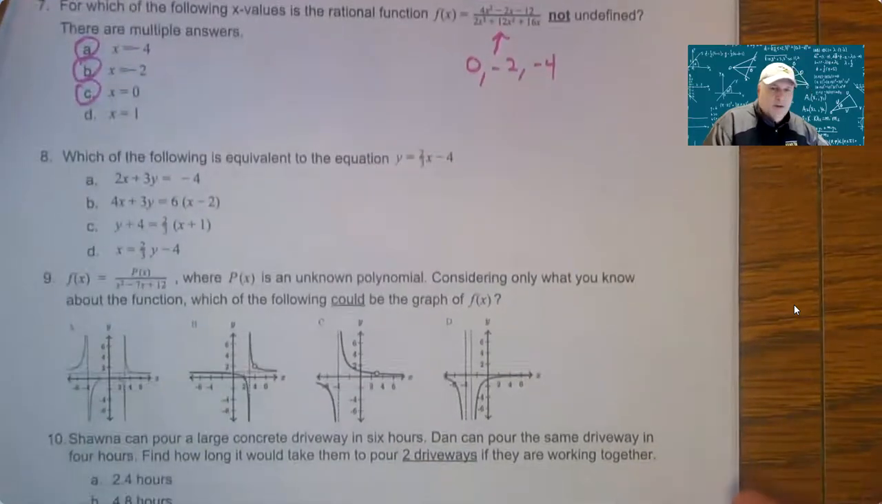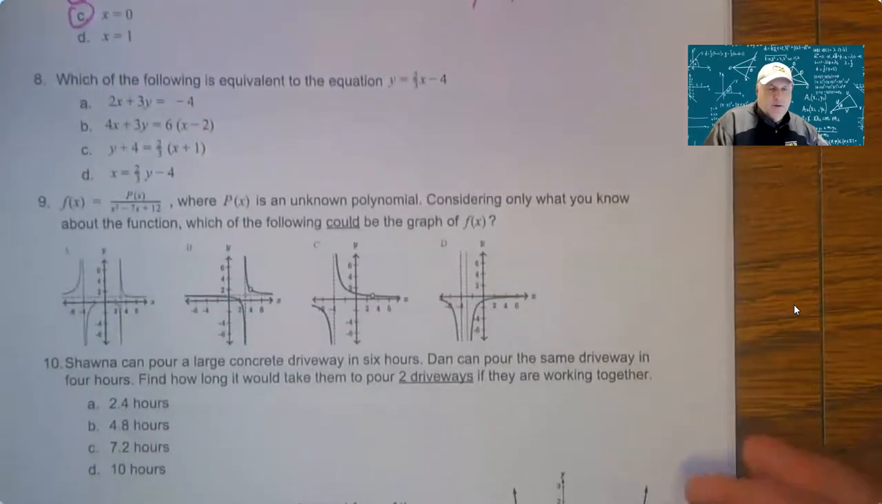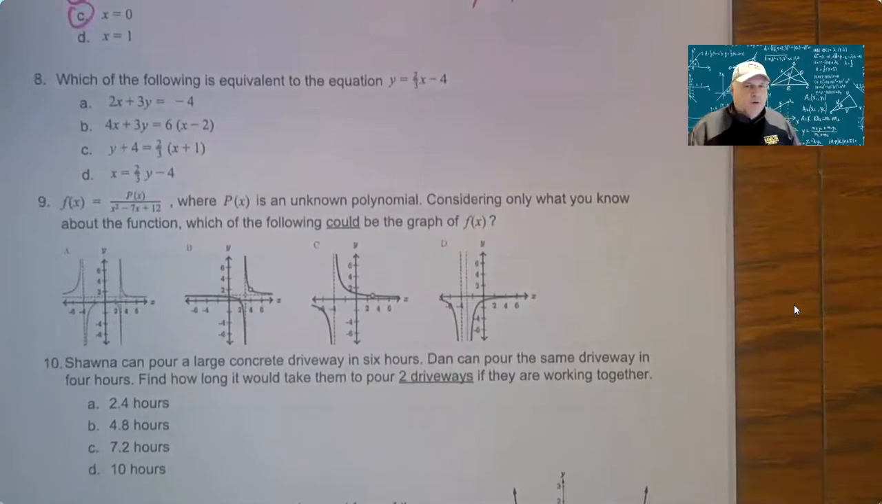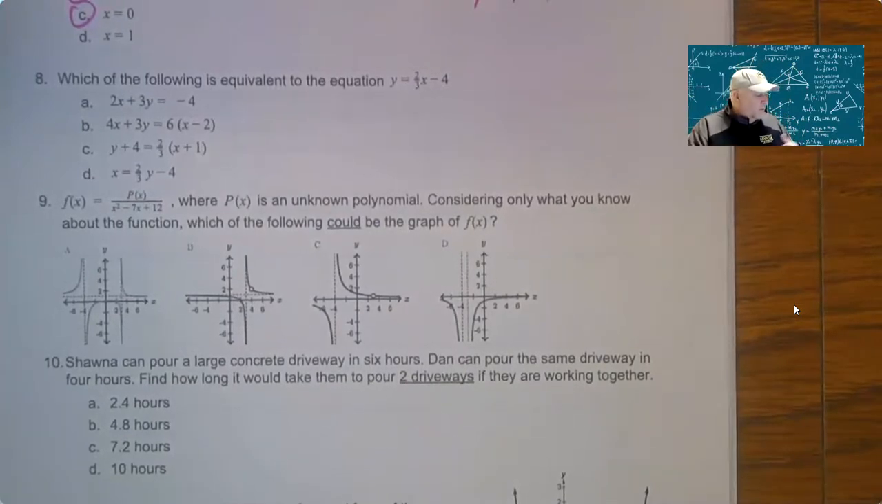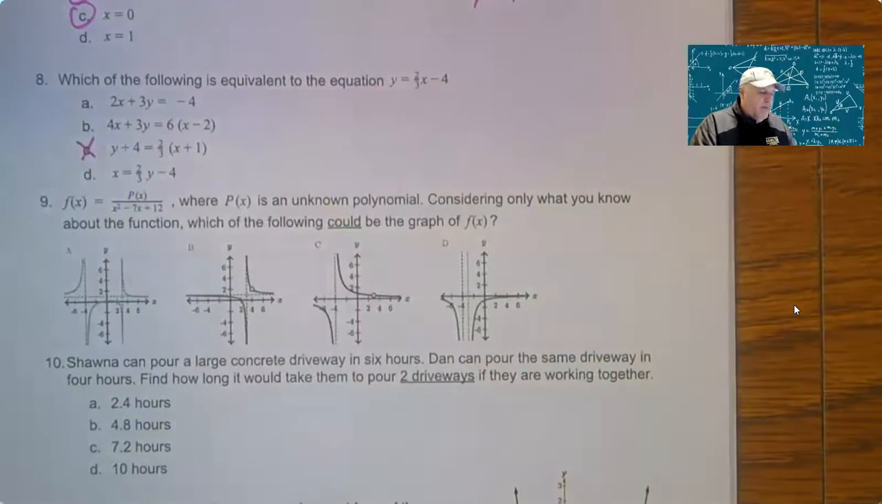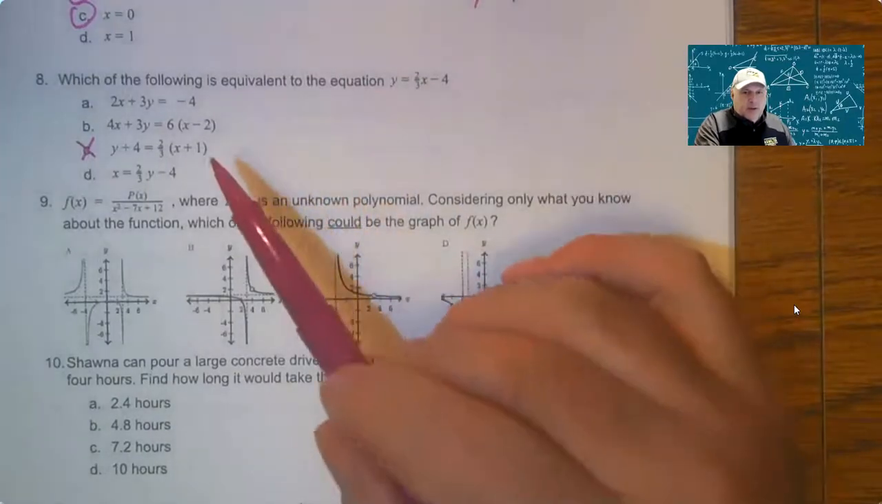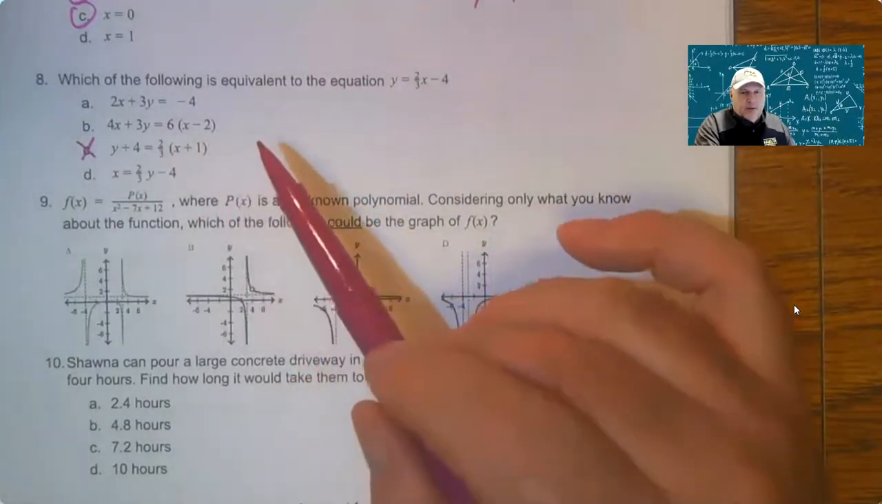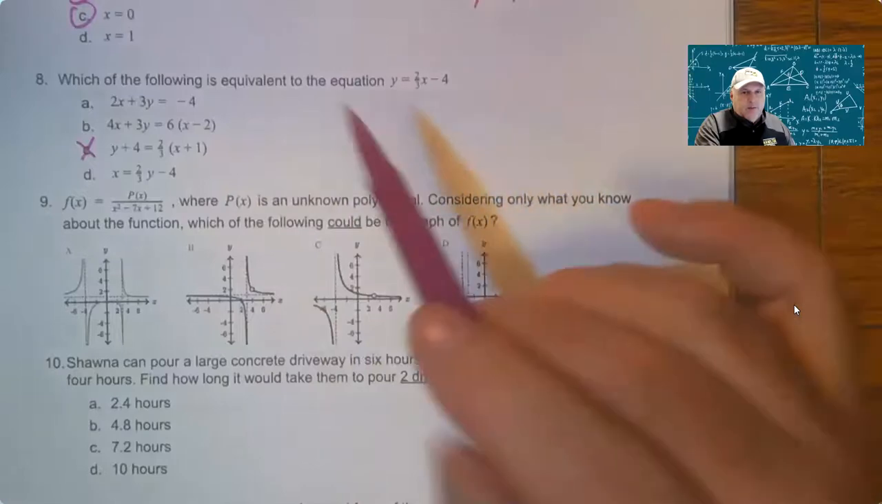Which of the following is equivalent to this equation? So this is a bit of work. So there's just one answer, and when we get to it, that'll be nice. What we need to do is solve for y. So we can clearly see that it's not going to be C. We multiply the 2/3 in, yeah, it gives 2/3 x, but plus 2/3 minus 4 will not give the same as minus 4.